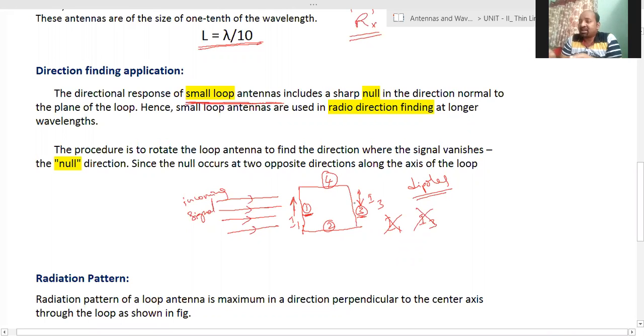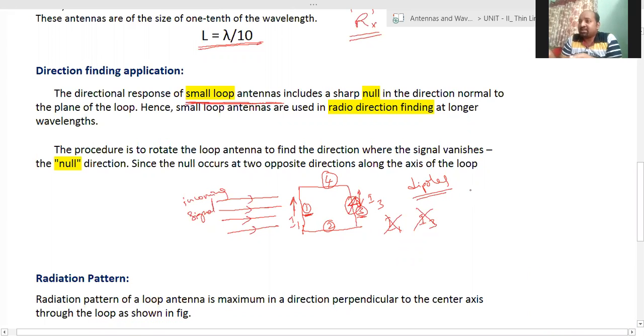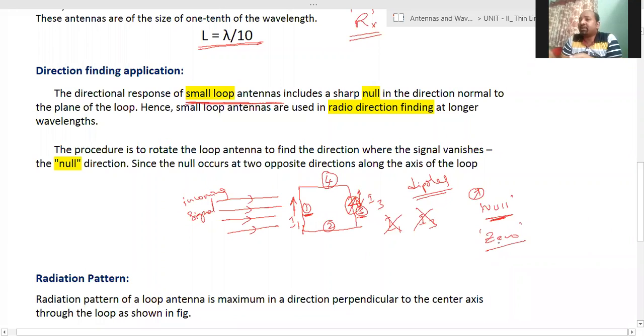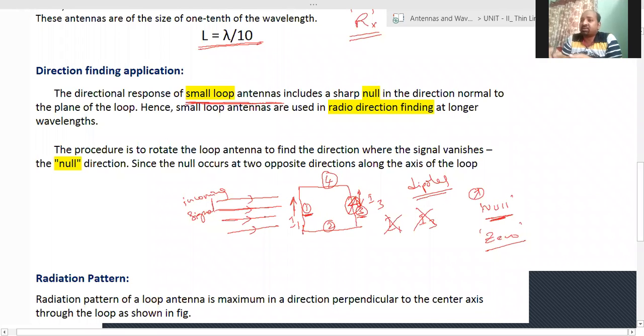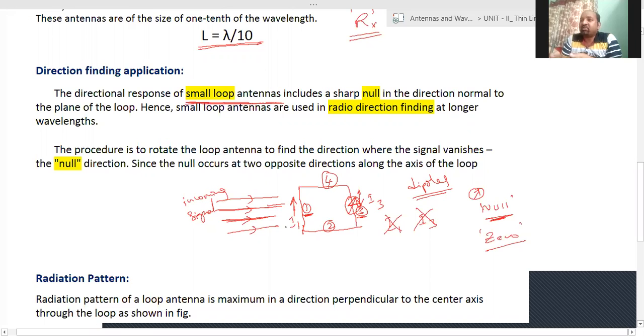In the indicator, which is connected to this antenna, it shows null, in the sense zero reading. Whenever the indicator shows zero reading, that is the direction of the incoming signal. So whenever the antenna is rotated in this direction and we get a null in the reading, this is the direction of the incoming signal.